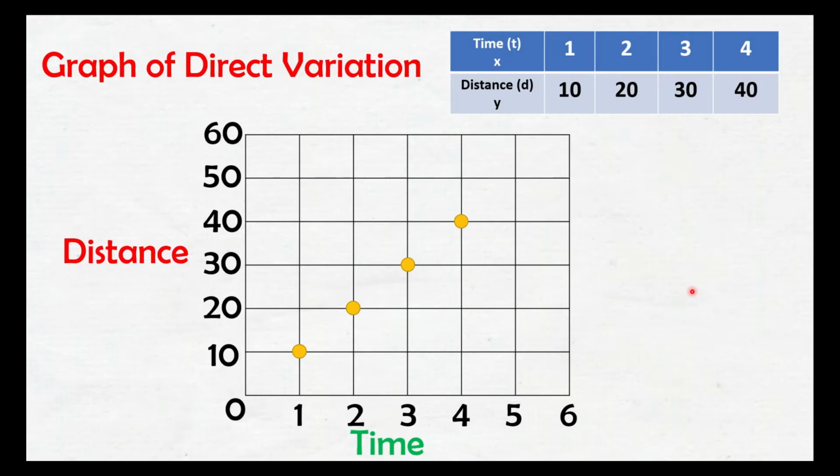And then, pwede natin i-connect yung mga points na yan. So, makikita natin dyan na nakapag-form tayo ng straight line. Okay, kapag nakakita tayo ng straight line na graph, yung variation natin automatic ay direct variation. Yung graph kasi ng direct variation ay linear equation or straight line lagi. Okay? So, yan yung graph ng direct variation natin, straight line.